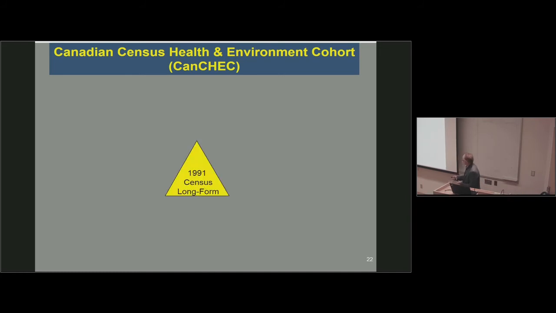What we did is we started out with the 1991 long form, and we linked about 2.5 million respondents in the long form to their vital status for 20 years, up to 2011, and we're just about to complete another 5-year linkage. So for these people, we know who died, when they died, and what they died of. One of the interesting things we've added is not only the underlying cause of death on the death certificate, but all mentions on the death certificate. That gives us a lot more information about other diseases that individual had.